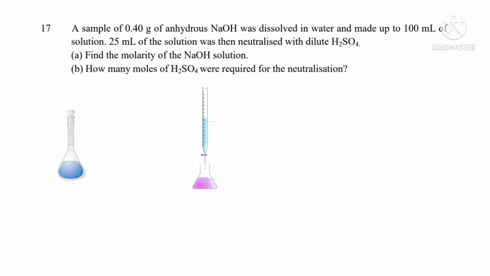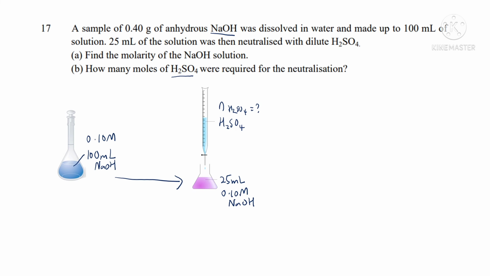Question number 17b involves reaction between the NaOH and the sulfuric acid. So before we solve this question, we need to understand the question first. So first, in the first part of the question, prepare 100 ml of 0.1 molar NaOH. But in order to react with sulfuric acid, only 25 ml of 0.1 molar NaOH is being used to react with the sulfuric acid. And now the question asks us to calculate the number of moles of sulfuric acid that is required to react with 25 ml of 0.1 molar NaOH.